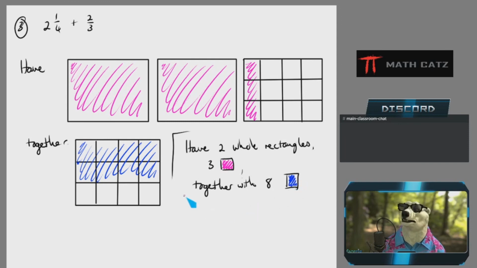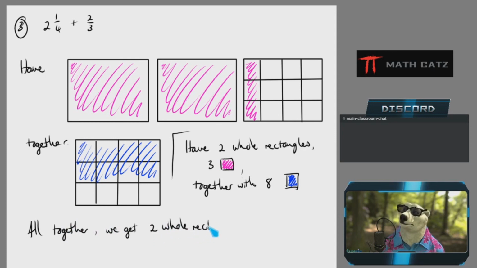But when I put them together, I don't care about color anymore. So oops, not blue. All together, we get 2 whole rectangles, or pizzas, or loaves of bread, and 11 pieces. Now they're merged, so they're not pink, they're not blue, they're just pieces.